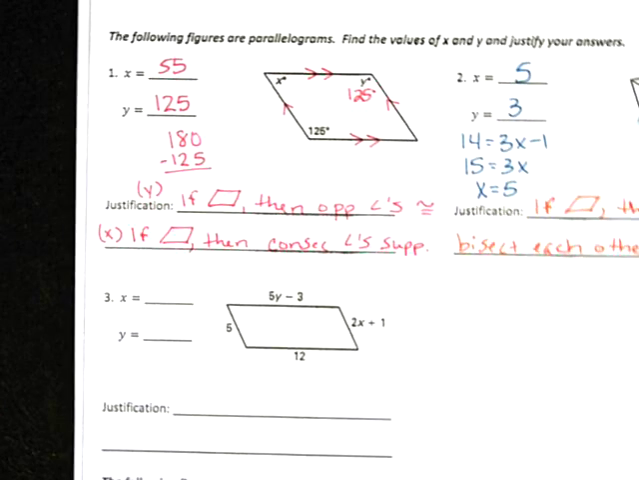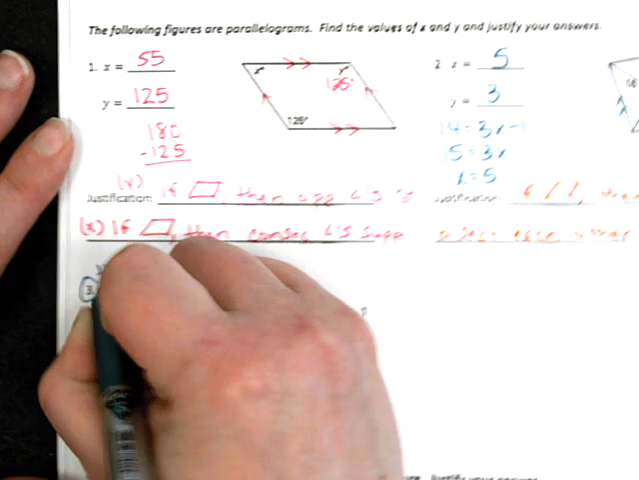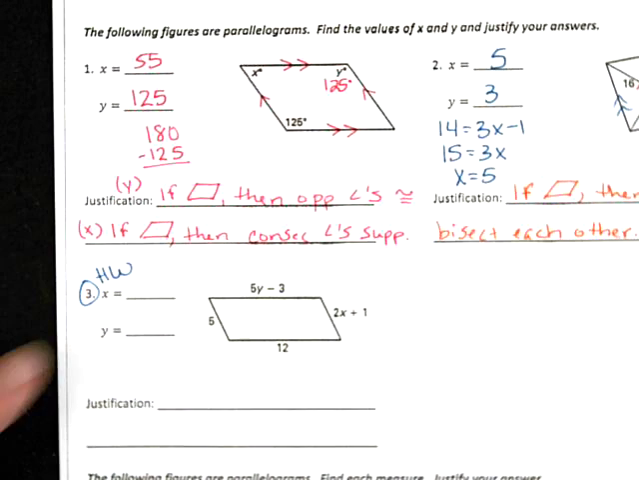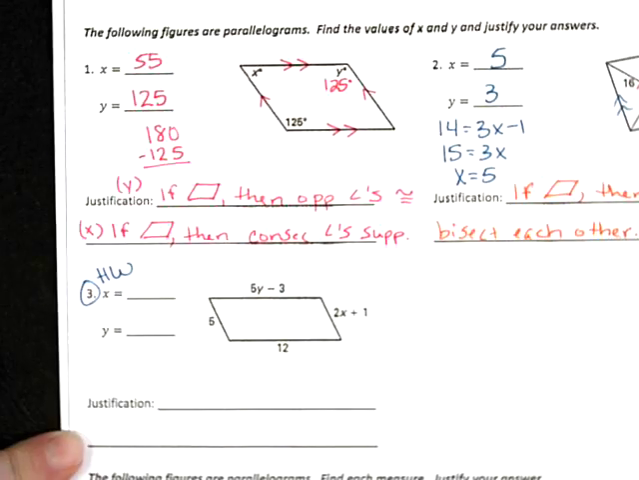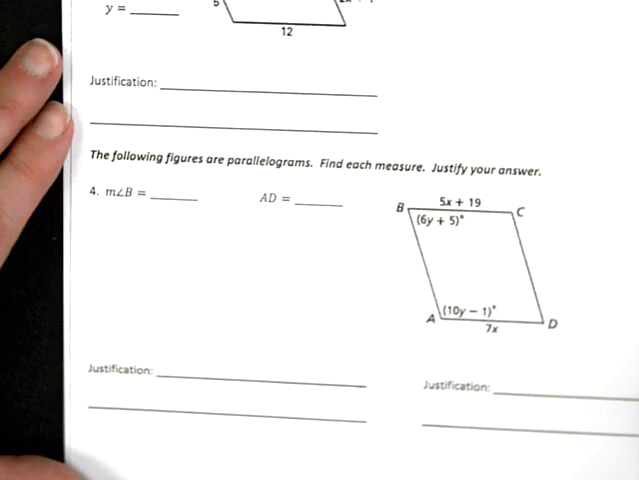All right, number 3, I'm actually going to have you guys do on your own. So I'm going to circle that and tell you to finish it up on your own for homework. Make sure that you not only solve for x and y, but that you justify your answer. Think about those properties that we've been talking about. Okay, flip back a page if you need to. But we're going to go ahead and move on.